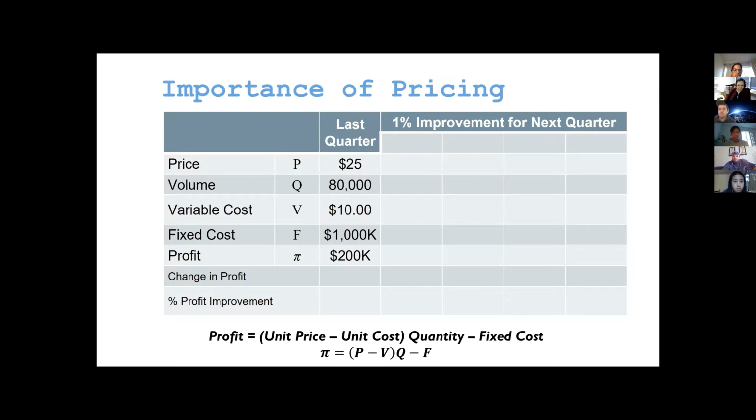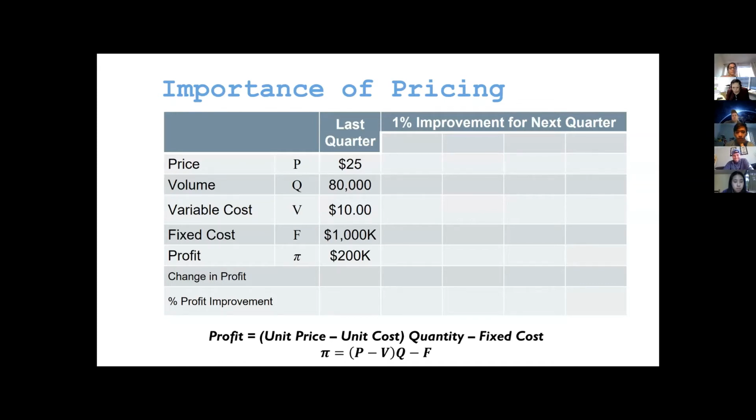No? Okay. So let's pretend that you've got this firm where you're selling some kind of product at $25 per item, and you sold last quarter 80,000 units of those items. And each item had a variable cost to make of $10. There was a fixed cost to make these items of $1 million. That's the 1,000K. And you made a profit for your firm of $200,000.